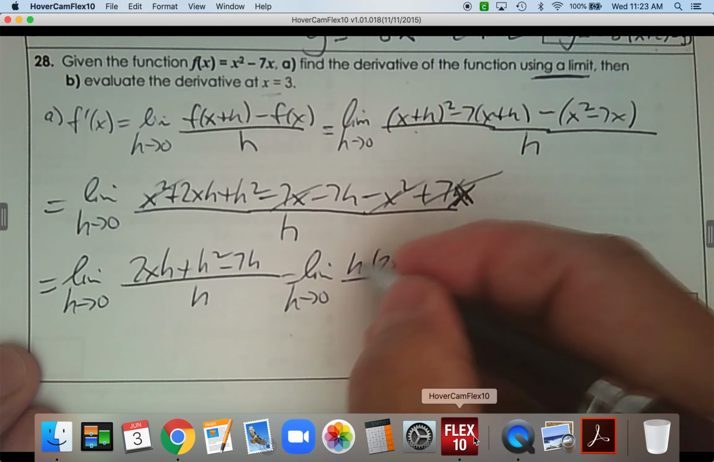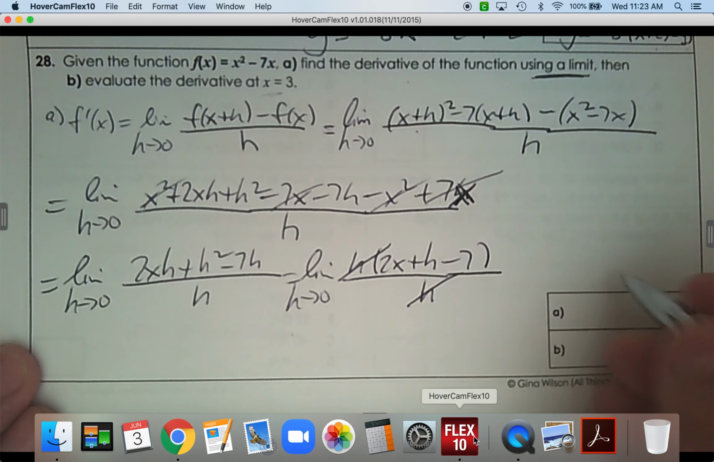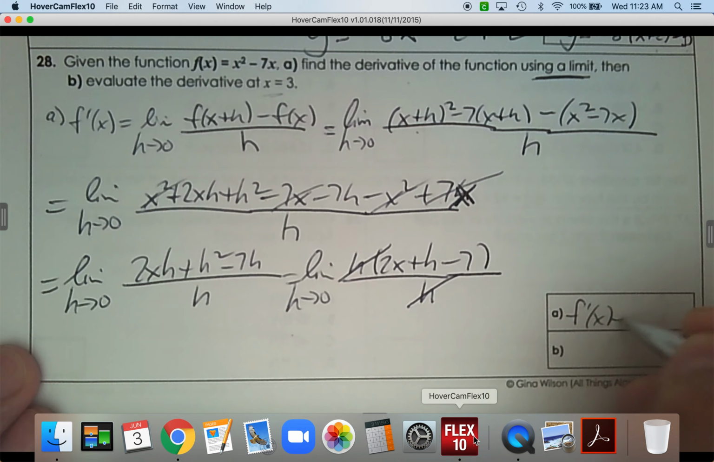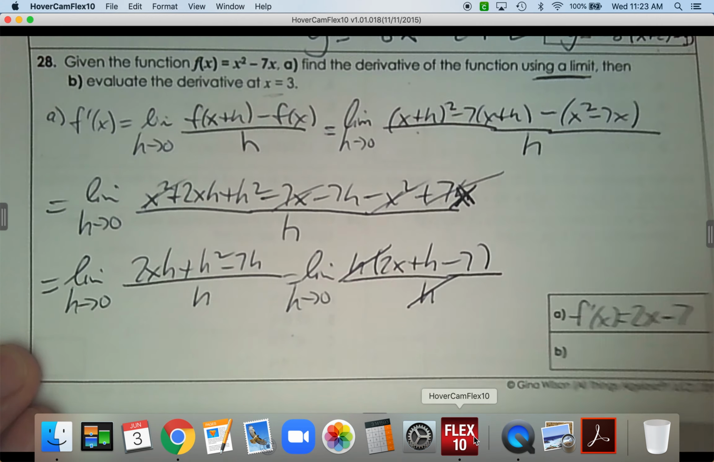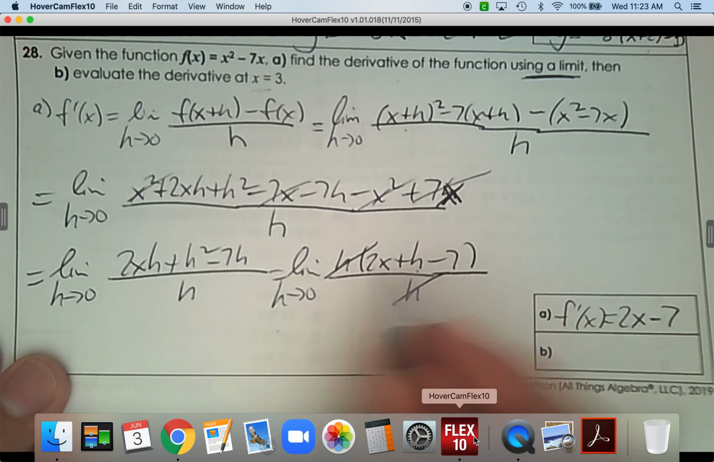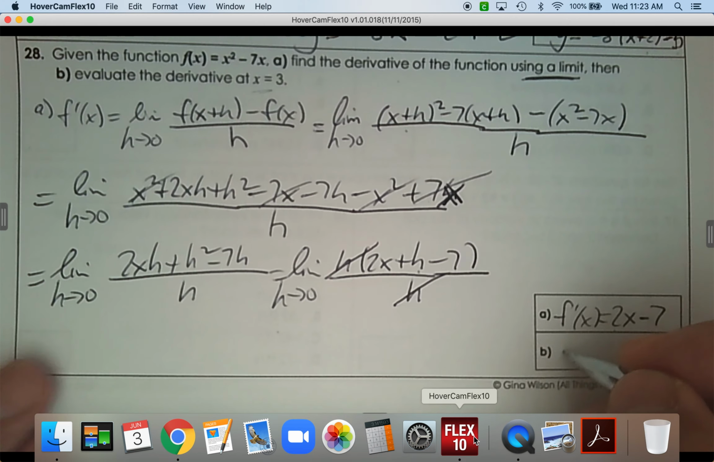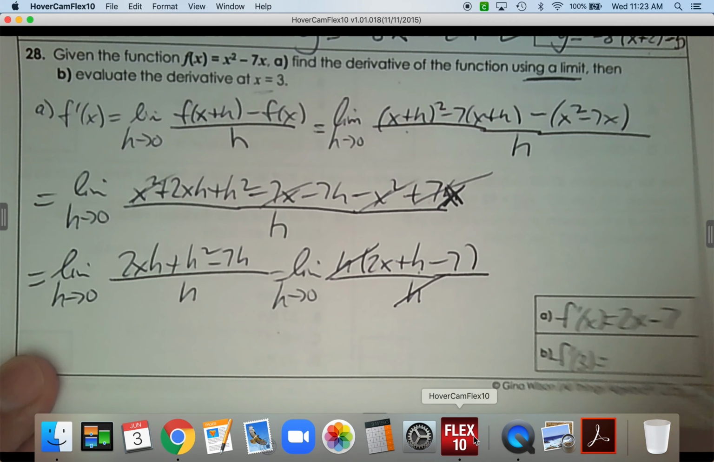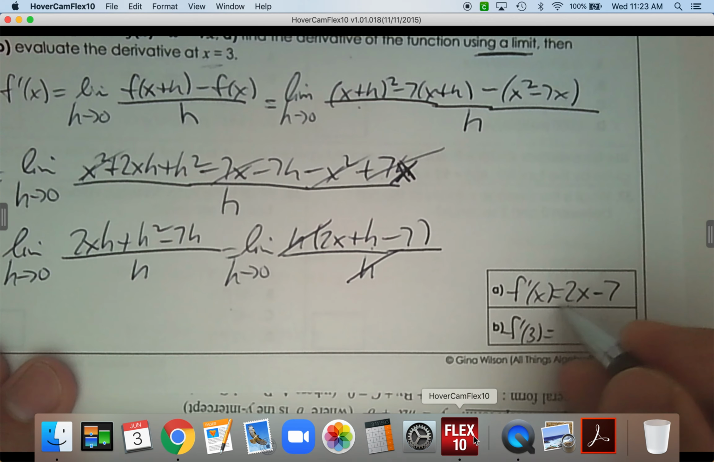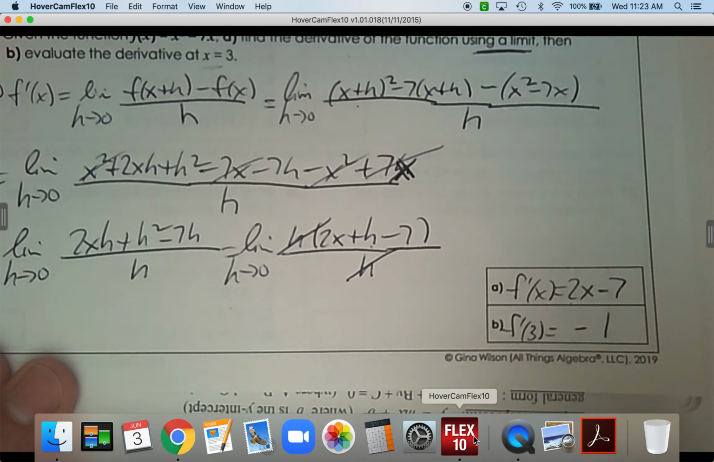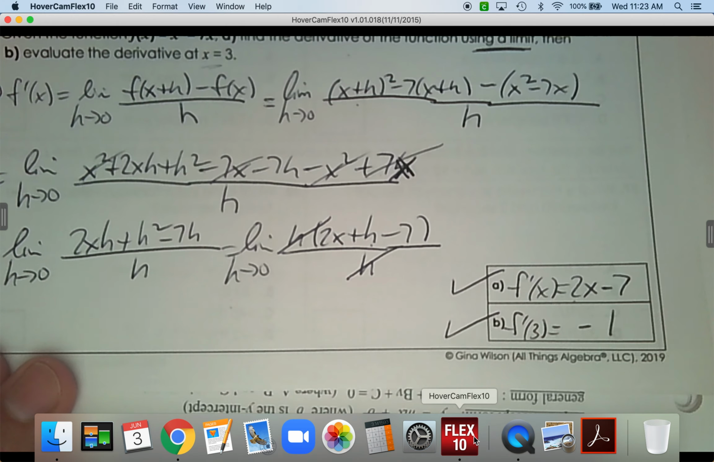Then once it's factored, the h divides out. You plug in 0. And the derivative is there, which is 2x subtract 7. So when you plug in 0, you have the answer. Now that you have that, what's the derivative at 3? So the derivative at 3, plug in 3. 2 times 3 is 6. Take away 7, and you get negative 1.